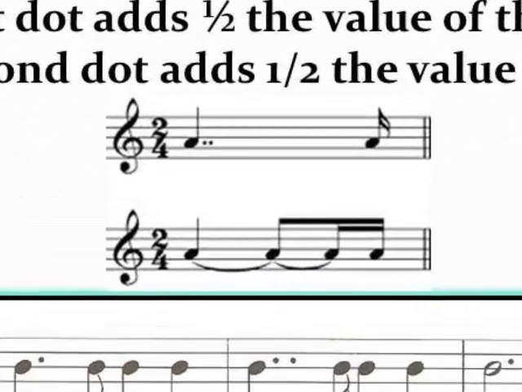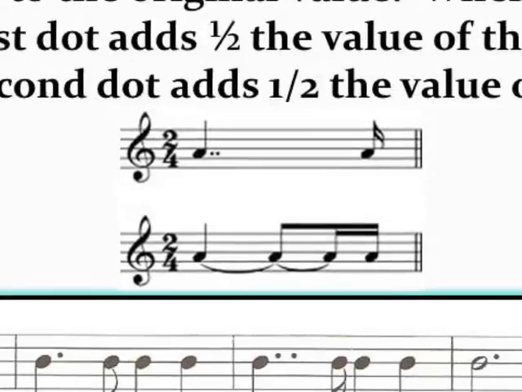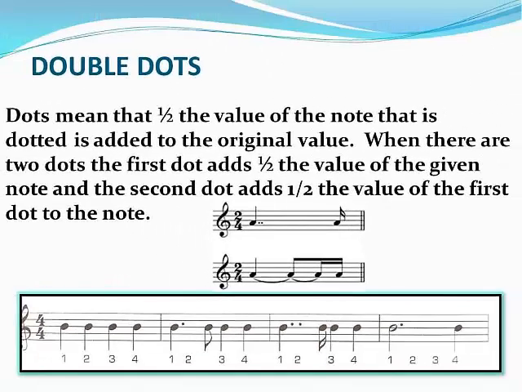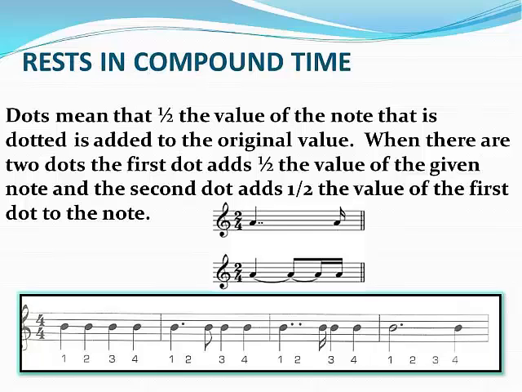If you have a double dotted quarter note, it's equal to a quarter note plus an eighth note plus a 16th note. You would definitely need to complete that second beat by writing a 16th note. In our example at the bottom of the slide, we have both a dotted note and a double dotted note.